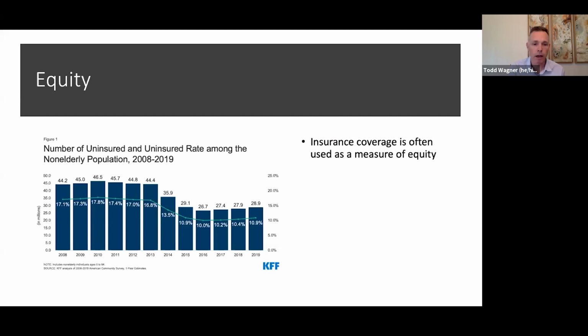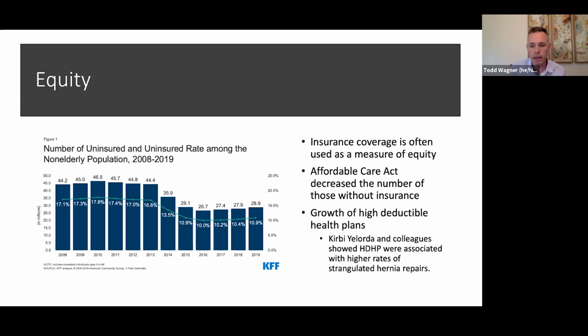And when we think of equity, often people think of insurance access. And you can see in this Kaiser Family Foundation graph between 2008 and 2019, the Affordable Care Act, which came in 2014, clearly changed the number of people with insurance access and improved that. But we still have problems with insurance.